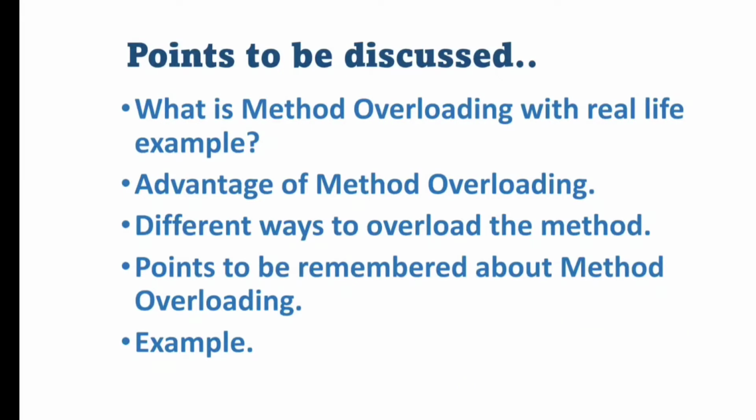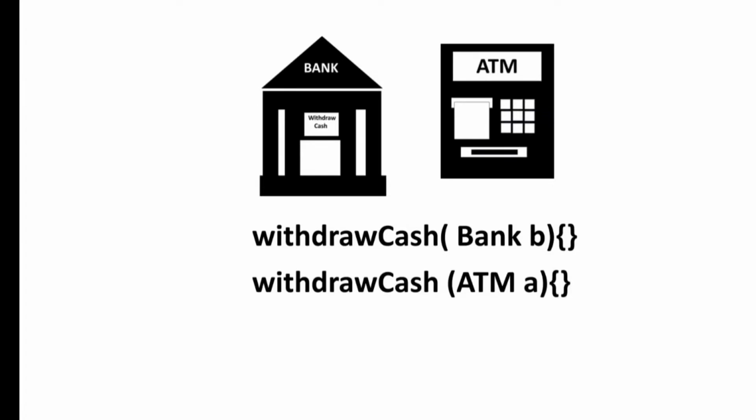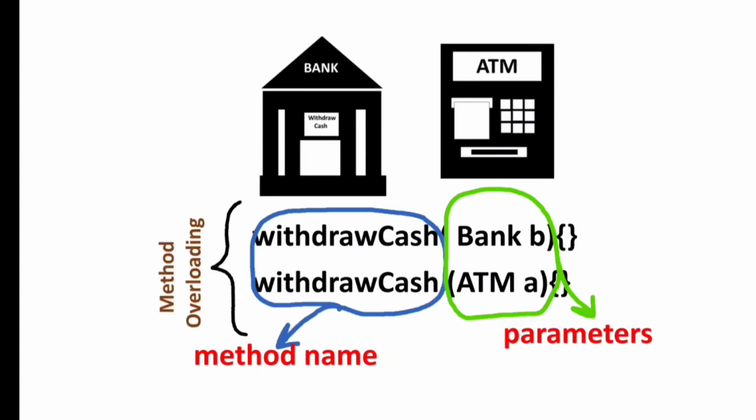Okay. So let's begin. Let's think, in old days we could withdraw cash only through a bank because at that time ATM machines were not available. But when the ATM machine was invented, people started withdrawing cash through the ATM machine also. So here the job of the first method is to withdraw cash through a bank and the job of the second method is to withdraw cash through an ATM. If we notice here, both methods have the same name and perform the same task of withdrawing cash, but the ways are different, that is, the parameters are different. So having the same name for multiple methods with different parameters is called method overloading.